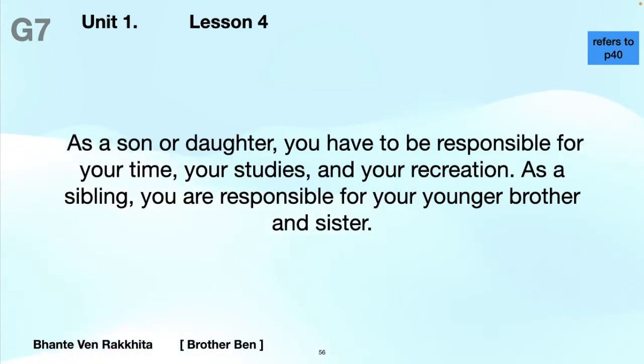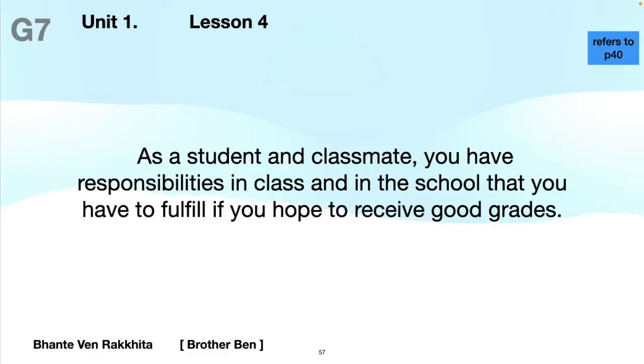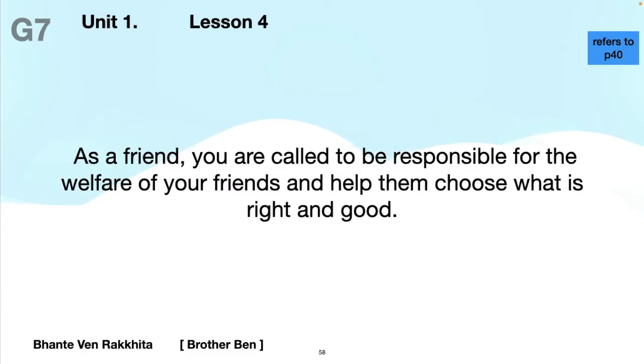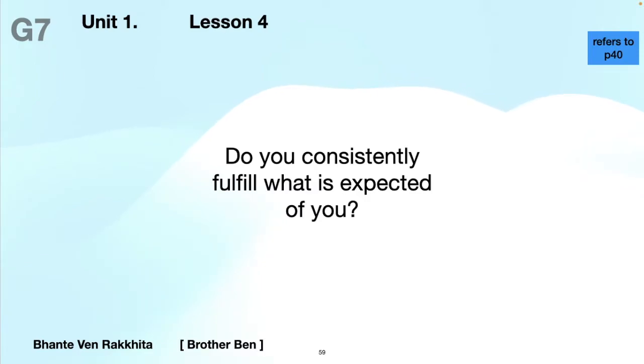As a son or daughter, you have to be responsible for your time, your studies, and your recreation. As a sibling, you are responsible for your younger brother and sister. As a student and classmate, you have responsibilities in class and in the school that you have to fulfill if you hope to receive good grades. As a friend, you are called to be responsible for the welfare of your friends and help them choose what is good and right. Do you consistently fulfill what is expected of you?